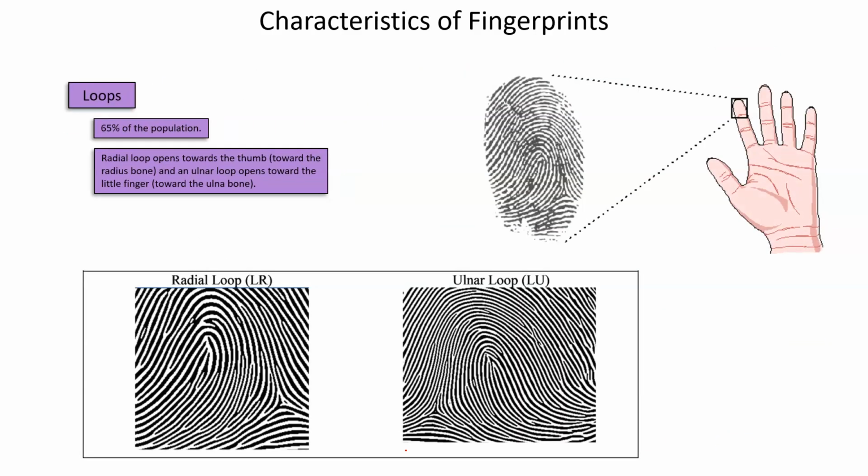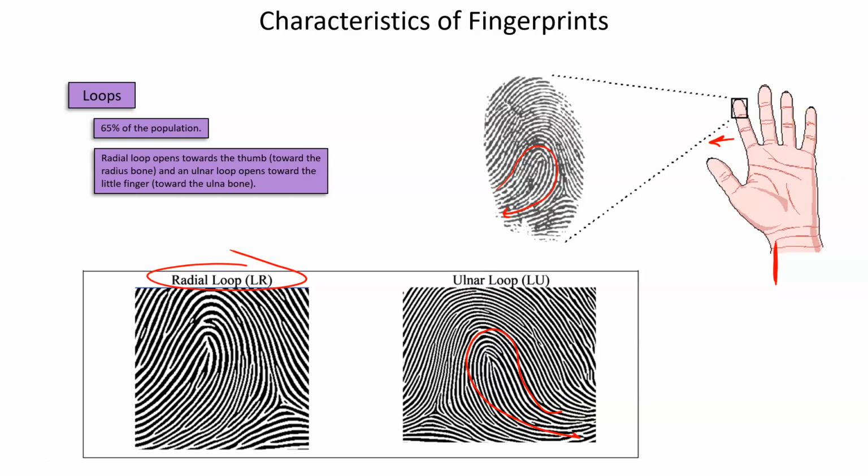Okay, so let's focus on loops for a minute. When we look at this person's hand, you can see that this fingerprint, if it was on this fingertip, is a loop. It's opening to the left, which is towards this person's thumb. If it was on this hand and opening in this way, it would be a radial loop because it is opening towards the thumb, which is the radius bone of their lower arm bone. If this was a fingerprint that opened to the right on this hand, it would be opening towards the ulna bone, which would be opening towards the little pinky finger, and so it would be a completely different pattern on the same hand of an individual.